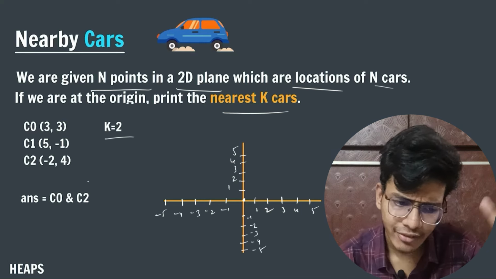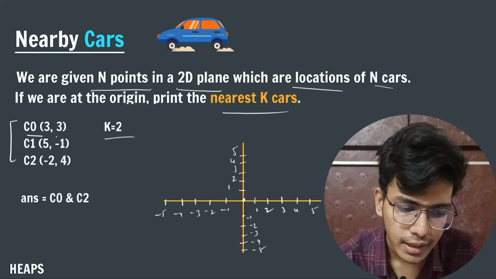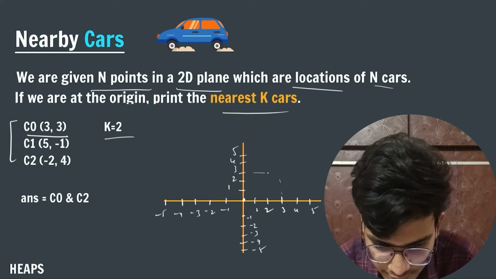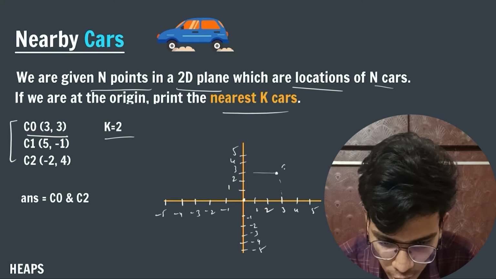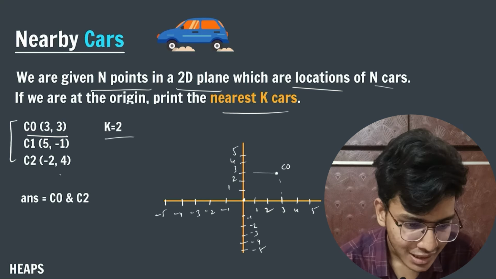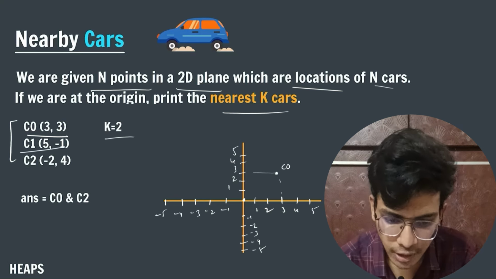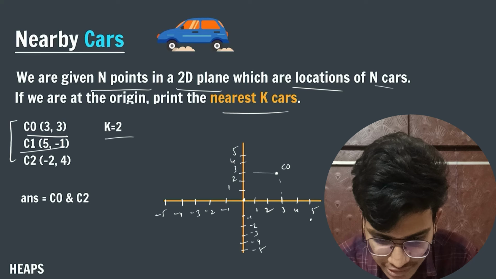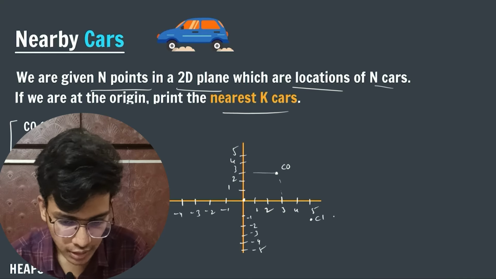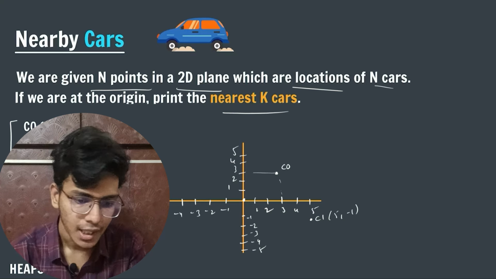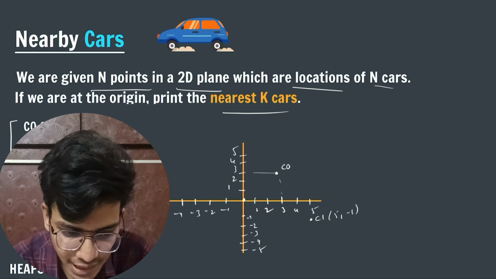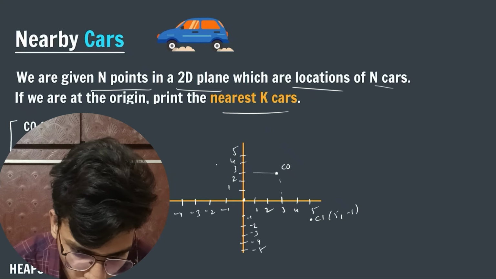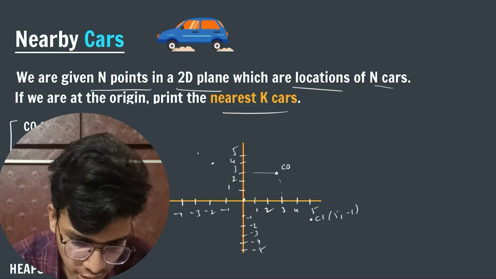Now here the user has given me some input. Let's say the location of C0 is 3, 3. So you can see that this is 3 and this is 3. So this is the point location of C0, 3, 3. Similarly, C1 is 5, -1. It means that the x-axis is 5 and the y-axis is -1. So here C1 is somewhere here, right? This is the location of 5, -1. Similarly, C2 has x coordinate -2 and y coordinate 4. So -2, 4. C2 is somewhere here.